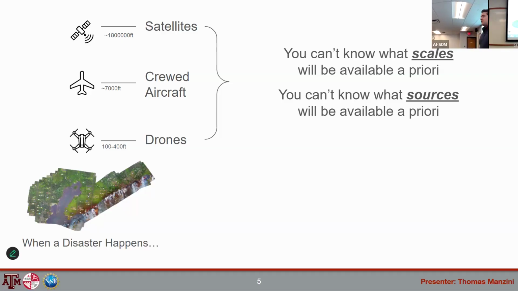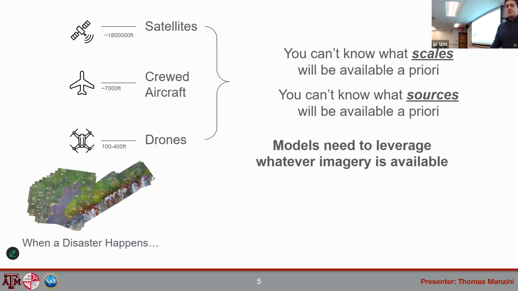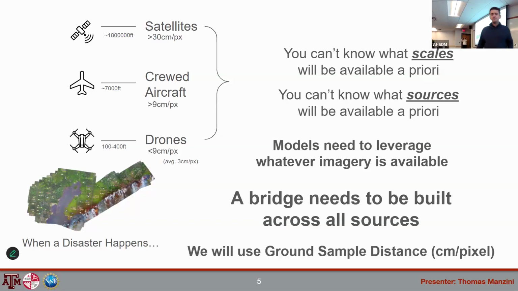And at the same time, you don't know what sources are going to be available, because who knows whether or not the drones are going to be flying, or the satellites are going to be visible, or the satellites can see the scene. And so when it comes time to build these computer vision models, we need to build models that are able to leverage whatever type of imagery happens to be available at the moment, as opposed to building our systems to deal with the niche drone imagery or the satellite imagery or something like that.